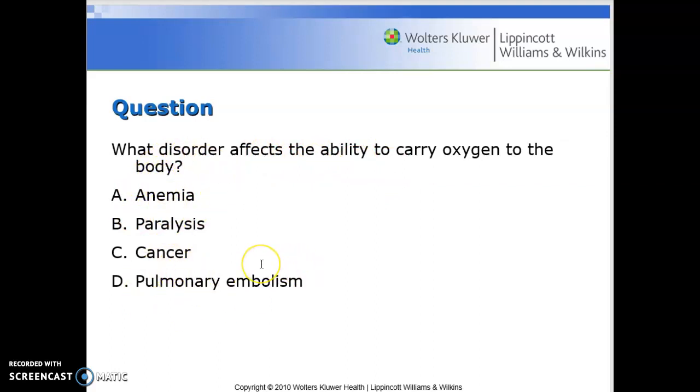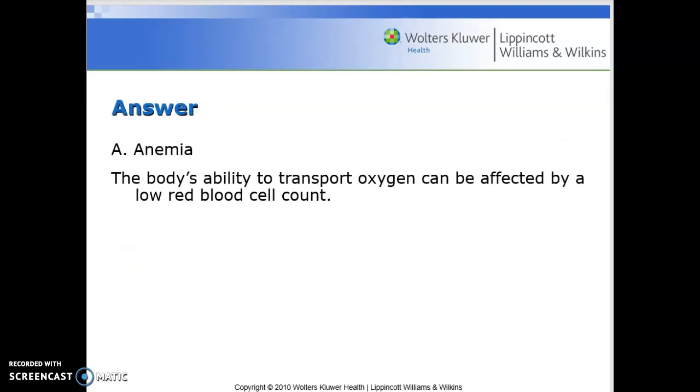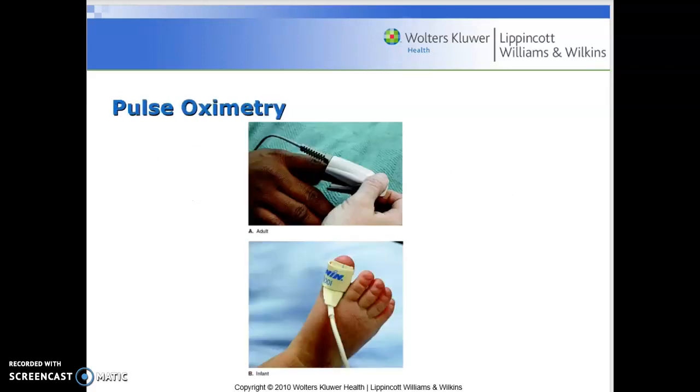Don't confuse this with the pulmonary embolism. Remember, with the pulmonary embolism, there's a clot blocking the flow, so the blood's not getting the oxygen that it needs. It's not affecting the ability. The blood's just not getting there to the alveoli.